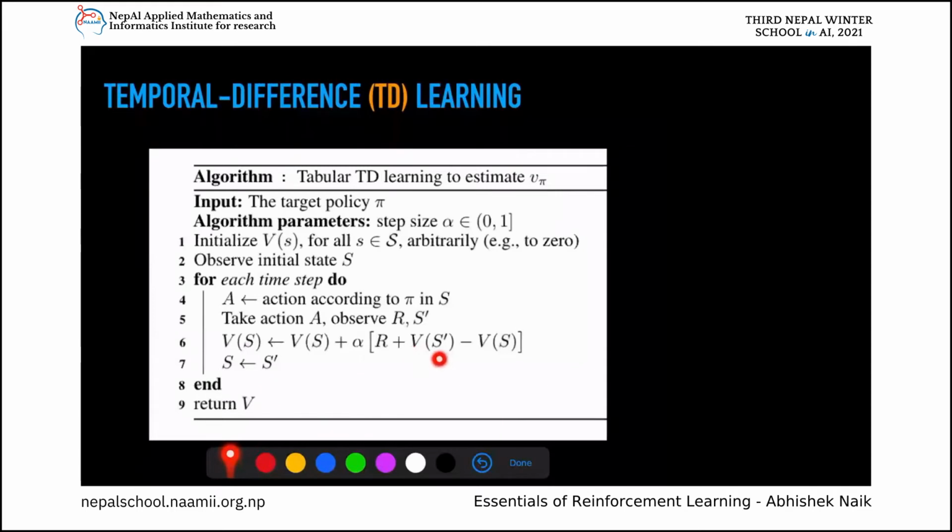Difference. So this is S prime minus S. This is something that happened at the next time step. This was what happened at the previous time step, and we are using the difference of what happened on those times to improve our estimate of a given state, right? And so that is the idea of temporal difference learning.